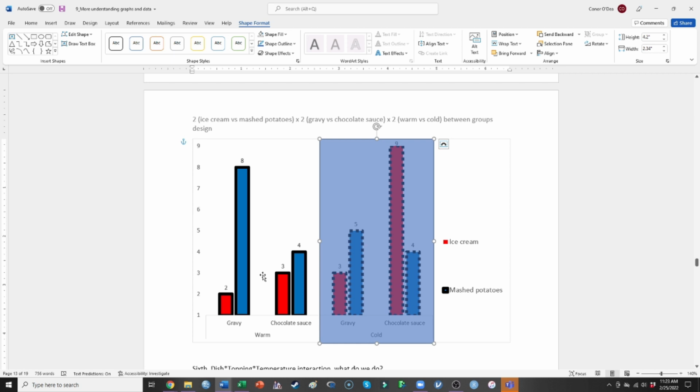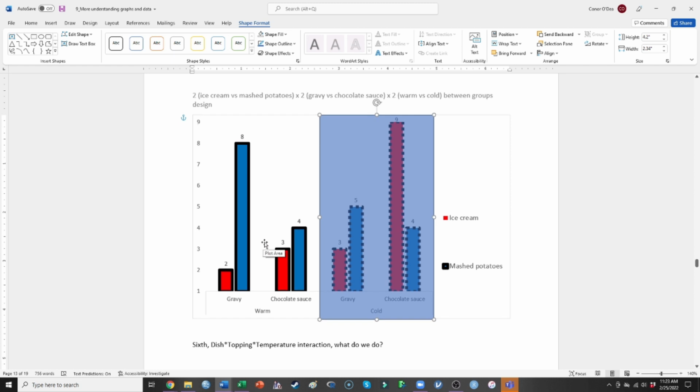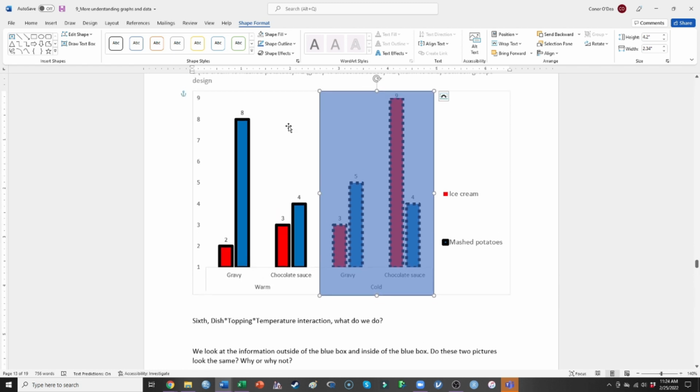And then we've got these other effects down here. You can kind of parse it out a little bit further, but what this is really telling us is that the only time that people really like ice cream is when it's cold and has chocolate sauce. The only time that people really like mashed potatoes and gravy is when it's warm. So this is how we unpack and think about three-way interactions. We look at the information outside of this blue box. We look at the information inside of this blue box. If those two viewing windows look the same, or at least similar, there's probably not a significant three-way interaction. But in this case, these look wildly different. There's more than likely a significant three-way interaction.